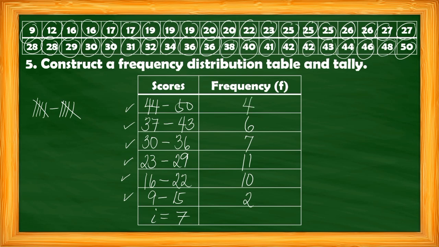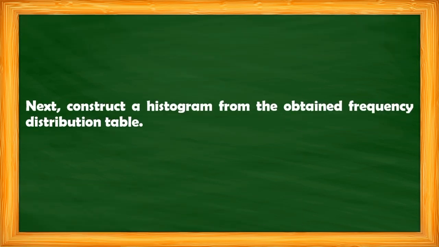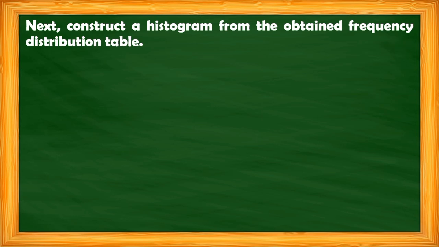So, ayan. And then, i-add lang natin yung mga frequencies per class. And then, kailangan makuha natin is 40 kasi 40 yung mga students. So, 4 plus 6, we have 10, plus 7, 17, plus 11, 28, plus 10, 38, and then plus 2, 40. So, tama po yung ating sagot na yung total frequency is 40. So, that is what we call the frequency distribution table. So, after nating makakuha or makakonstruct ng frequency distribution table, pwede na tayong mag-construct ng histogram.